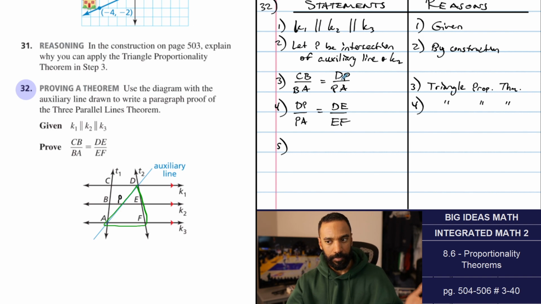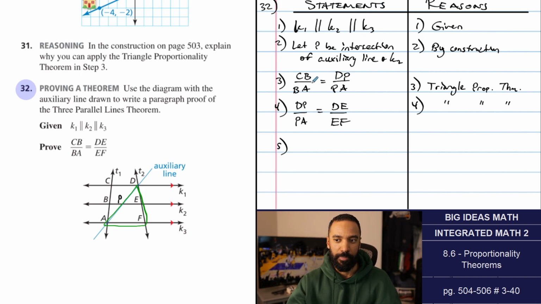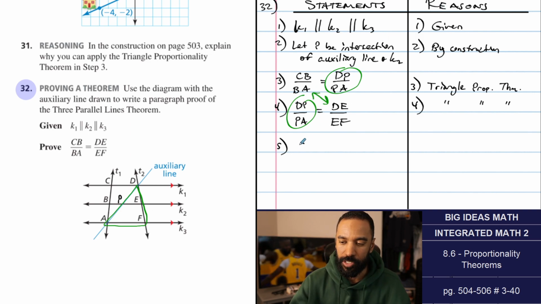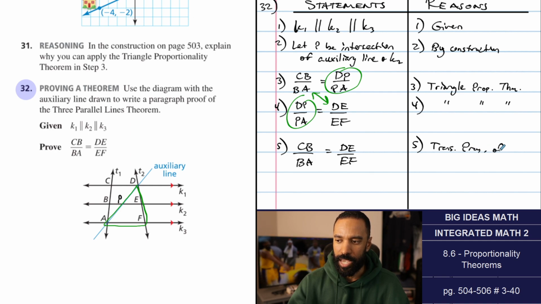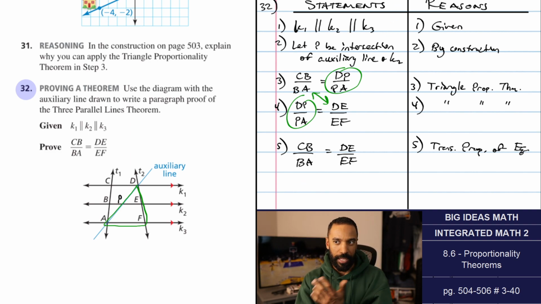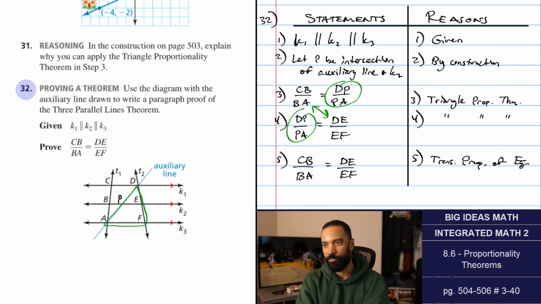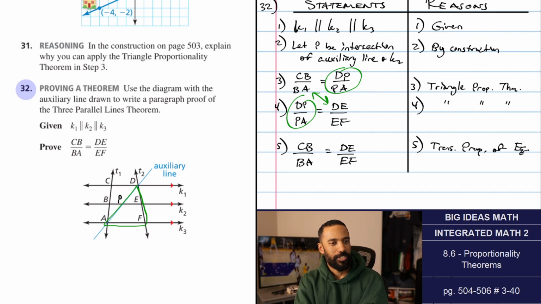Step 5, I won't call it a substitution. I'll call it transitive property. Two things equal to the same thing are equal to each other. So these guys are going to be equal to each other, and that's the proof statement. CB, okay, this looked scary, and I think this is good. CB over BA equals DE over EF, transitive property of equality. I think once I defined that point, and I think I'm allowed to do that, then we were good. I just wish that they did that for me so I'd feel more comfortable in doing that. Looks good to me. Okay, that's it.